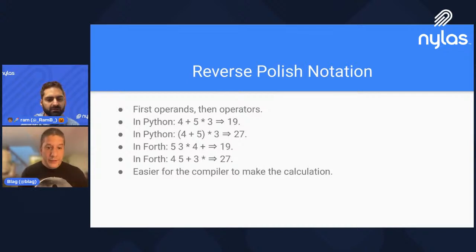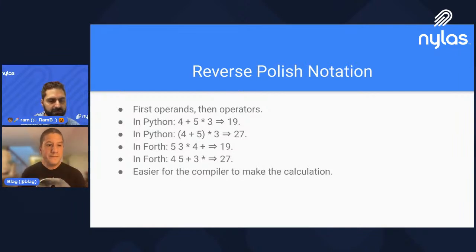If we would like to do something like the parentheses here, we simply need to say 4, 5, plus, 3, multiplication sign. So 4 plus 5 is 9, 9 multiplied by 3 is 27. That's probably a little bit harder to write, but it's actually easier for the compiler, because the compiler doesn't need to check for precedence or parentheses. It's just going to grab the order that is here on the stack.